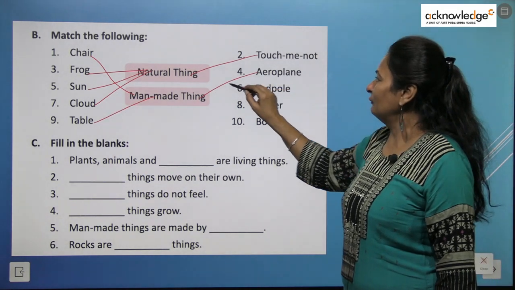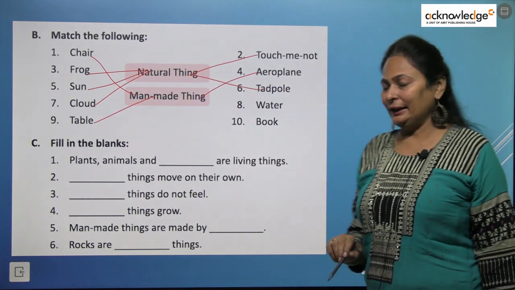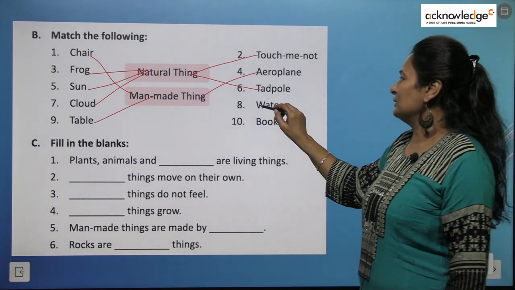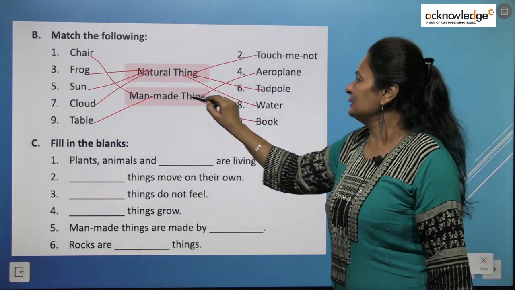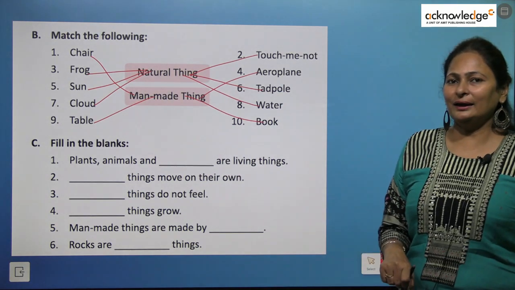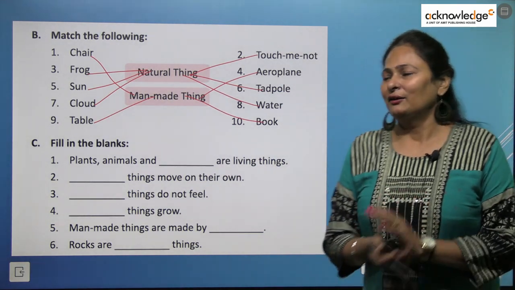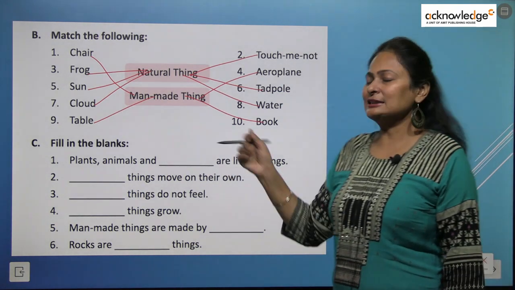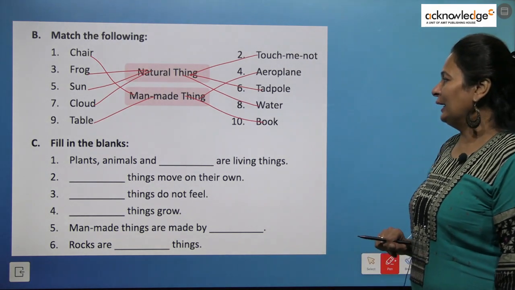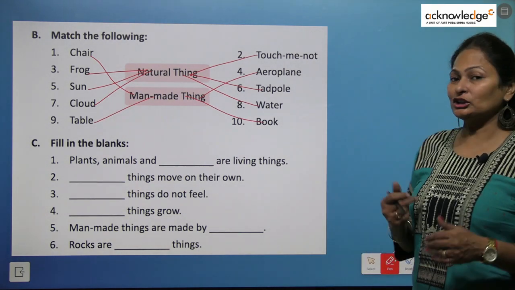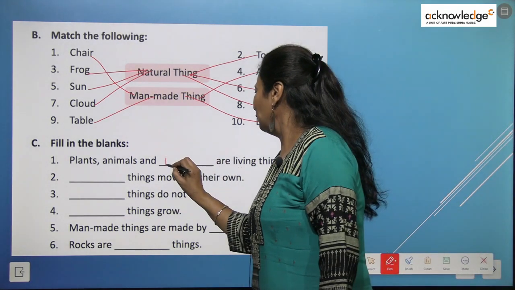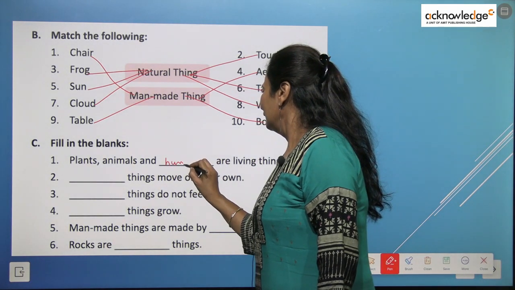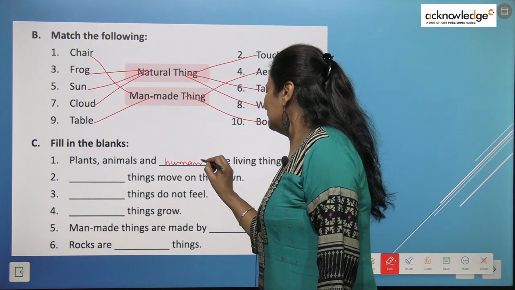Tadpole is a young one of frog. It is again a natural thing. Water is a natural thing and book is a man-made thing. Have you understood, kids? Very good. So next question is fill in the blanks. Plants, animals and dash are living things. Correct answer is humans. So we will write down humans.